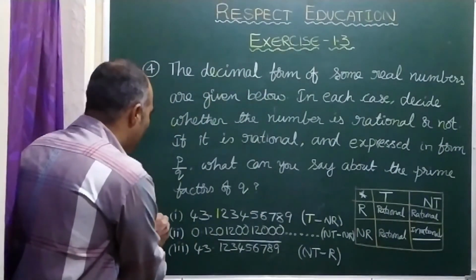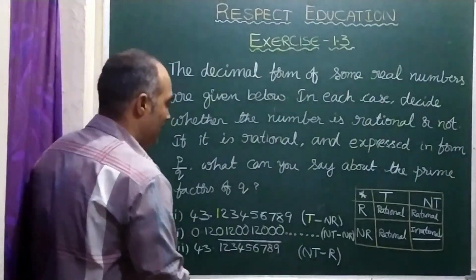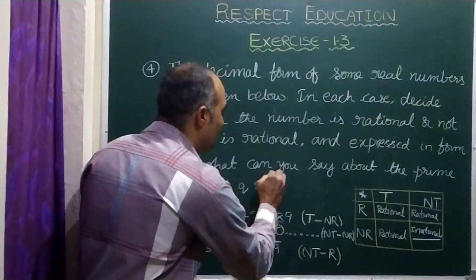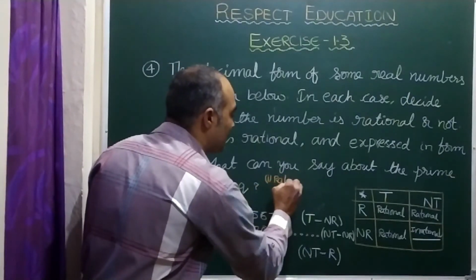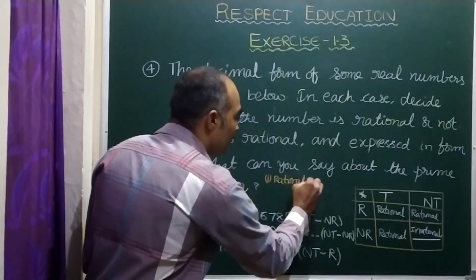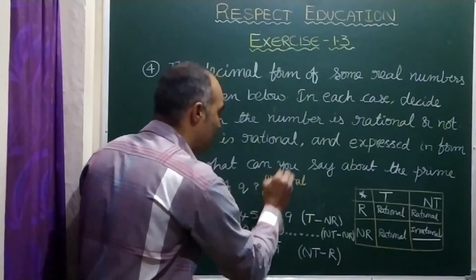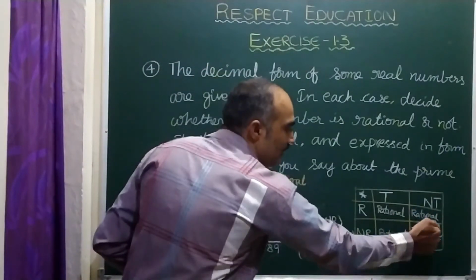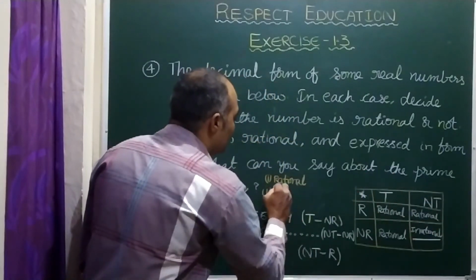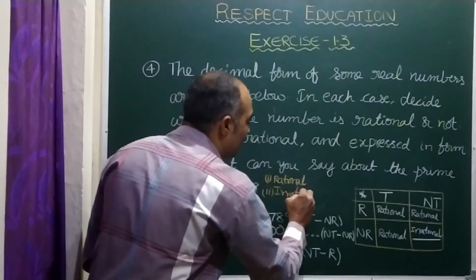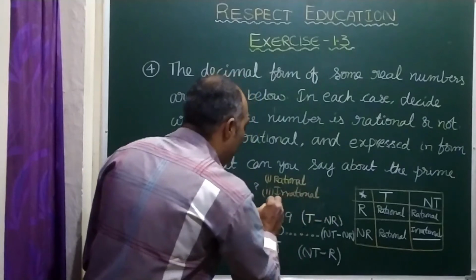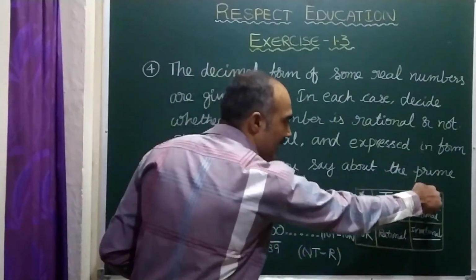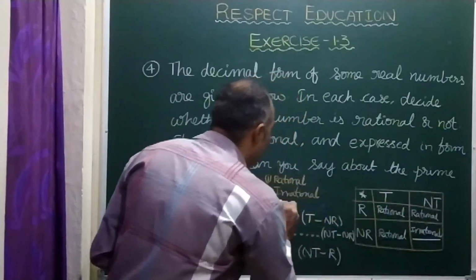I think so, whether you are able to see or not. So here I am writing the first answer, children. First one is rational, right? And the second answer, it is NTNR, it is irrational. So second one is irrational. And the third one is NTR. See here, NT and R. So this is rational.